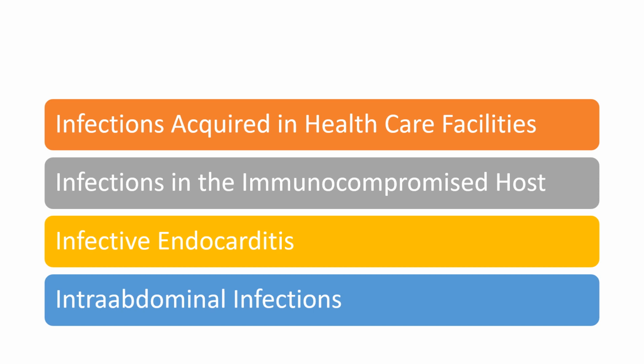The visceral abscesses include the liver abscess, how it is drained and what antibiotics are given. Then the splenic abscess, which is a very fatal condition. Then renal abscesses and perinephric abscesses. These are the intra-abdominal infections. So we have to deal with infections acquired in healthcare facilities, infections in immunocompromised hosts, infective endocarditis, and intra-abdominal infections, which include liver abscess, splenic abscess, and kidney abscess.